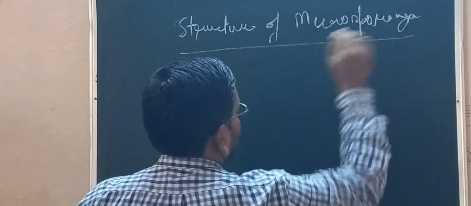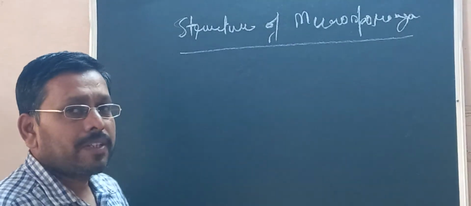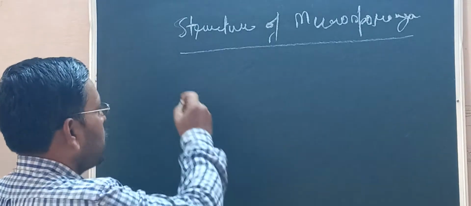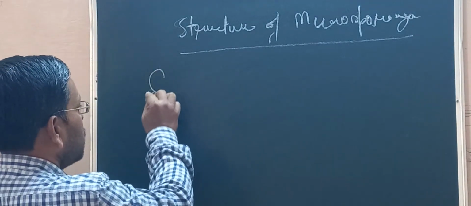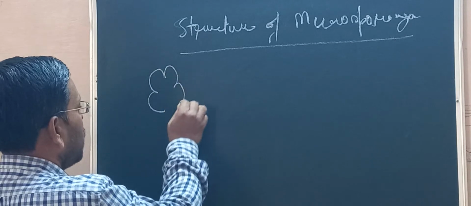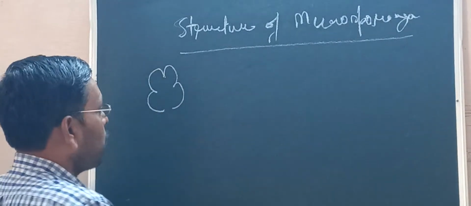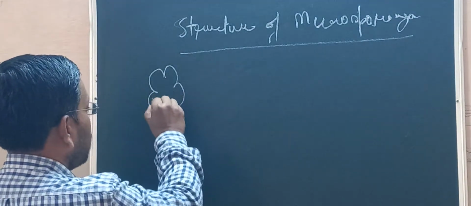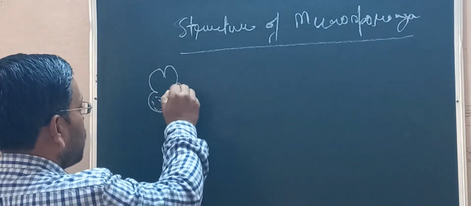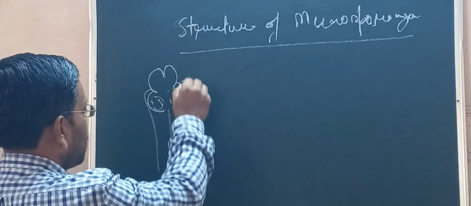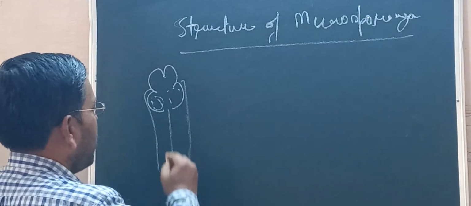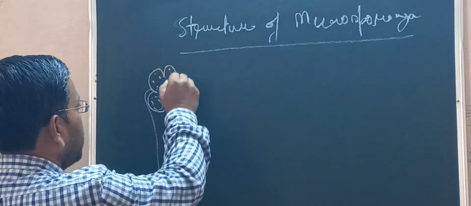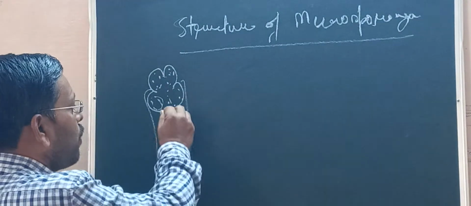Structure of the microsporangium. In the previous section we discussed the structure of the anther, and there were four thecae in it. In the cross section of the anther there are four thecae in the bilobed structure, and it contains the sporogenous tissue. This is the TS of the anther, and this is the sporogenous tissue filled inside the boundary walls of the anther.